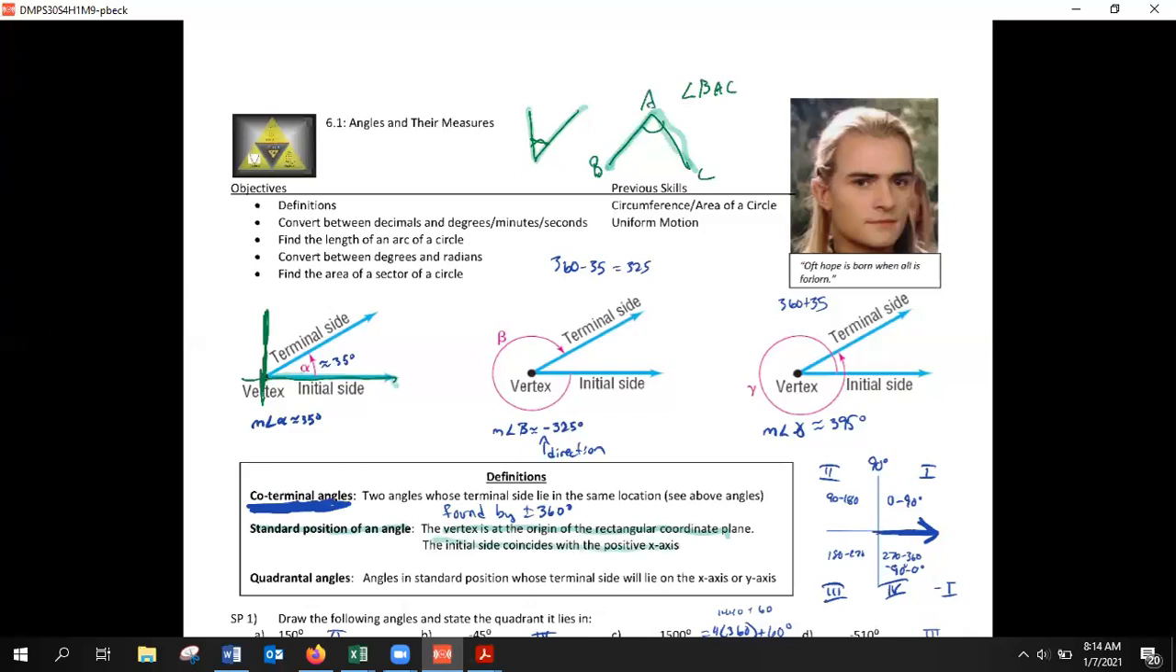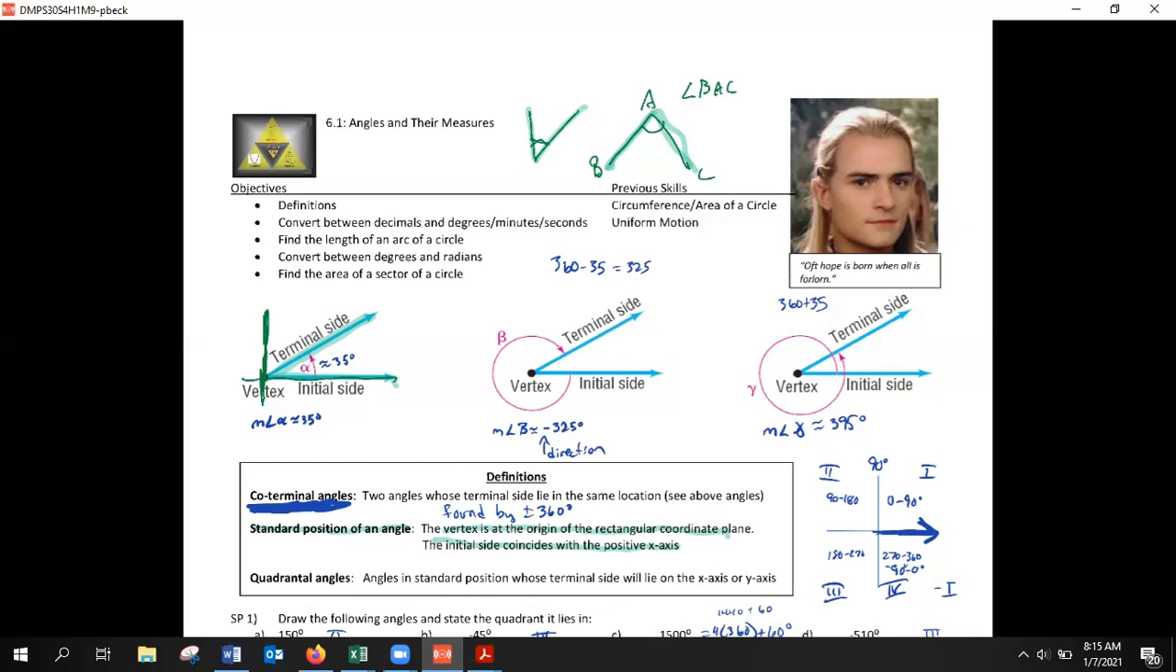And then the terminal side is wherever the angle ends up. That terminal side opens up to a certain angle degree. And you guys are very, very familiar with degrees. We're going to start with degrees, and then we're going to convert to something new. That something new is called radians.